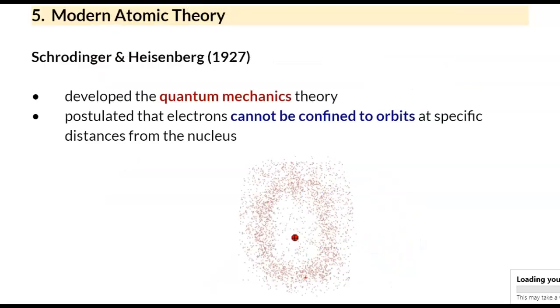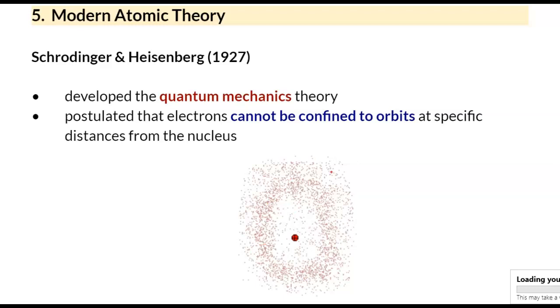So let me introduce you to two significant figures in the world of chemistry and physics, Schrodinger and Heisenberg, and you may have heard of both of those names. Schrodinger has a famous experiment referred to as Schrodinger's cat experiment, and we'll talk about that in more depth in grade 12 chemistry. And Heisenberg, you may have heard of through maybe the popular show Breaking Bad, though you may not know much about him.